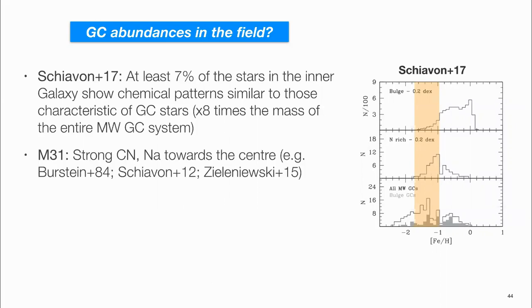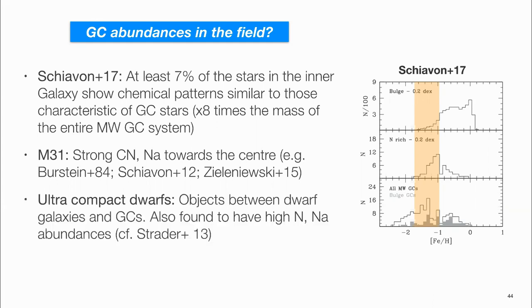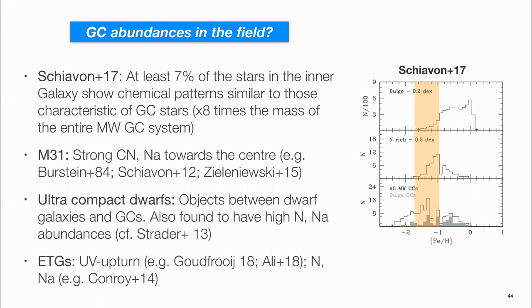So this is not unique to our galaxy. We have evidence for this as well in Andromeda, where we see strong nitrogen and sodium abundances towards the center of the galaxy. Also in ultra-compact dwarfs, which are objects between galaxies and globular clusters. And also in early type galaxies. So you have this UV upturn that is a signature of helium-enriched populations, just like we see in globular clusters. And we also see nitrogen and sodium enhancement in the very cores of these galaxies.